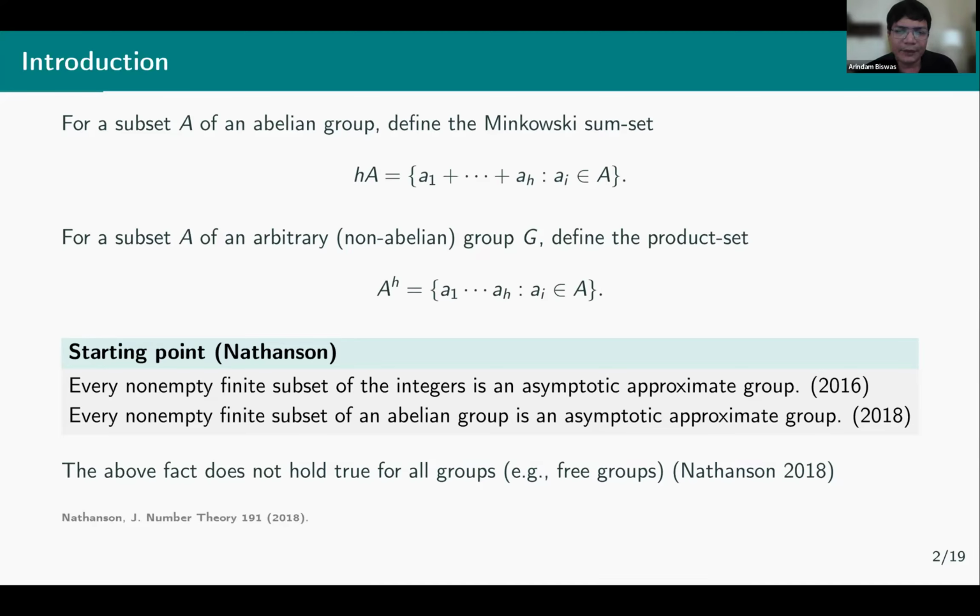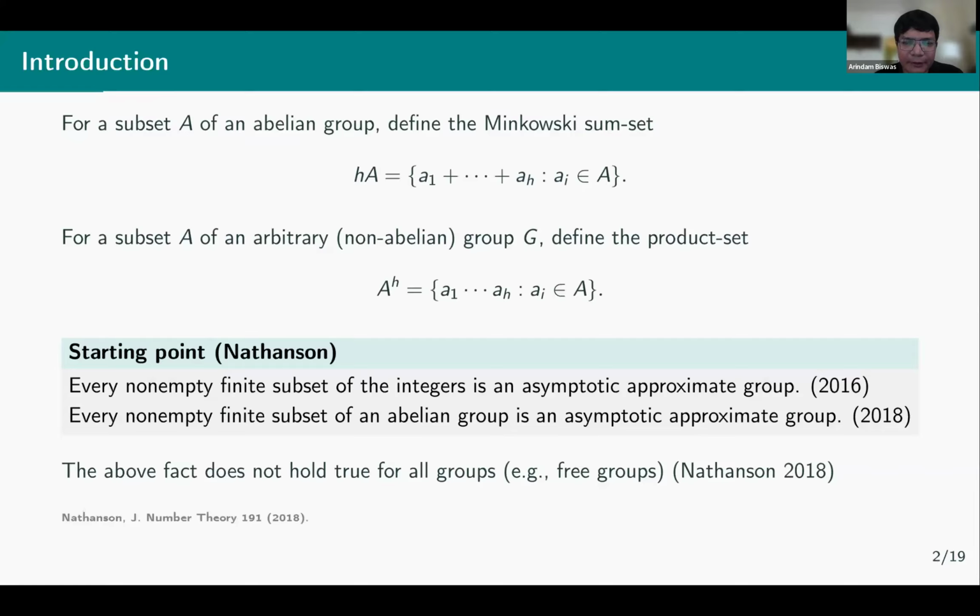So he defines something called an asymptotic approximate group. We will come to a definition later. But he showed that every non-empty finite subset of the integers is an asymptotic approximate group. And then later he extended it to cover all abelian groups. So any non-empty subset of an abelian group is also an asymptotic approximate group. And he also showed in the second paper that this fact doesn't hold true for all groups. For instance, in free groups, it's not true.